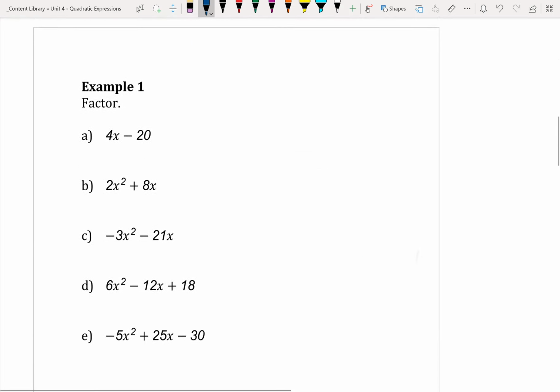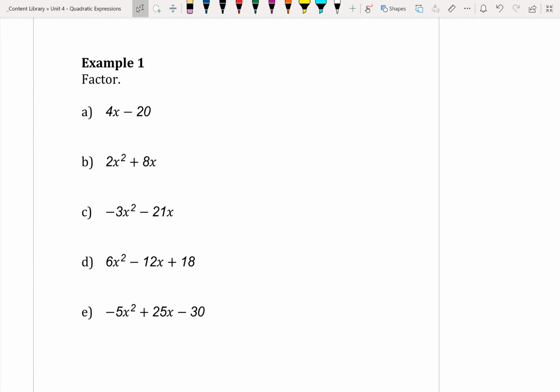So we're going to look at now, how do we use those greatest common factors to help us factor? Well, let's look at the first example, 4x minus 20. So the first thing I want to do is find the greatest common factor. So what's the largest number that can be divided into both 4 and 20? In this case, it is 4. There's no variable that's shared between them, so it's only going to be a number this time.